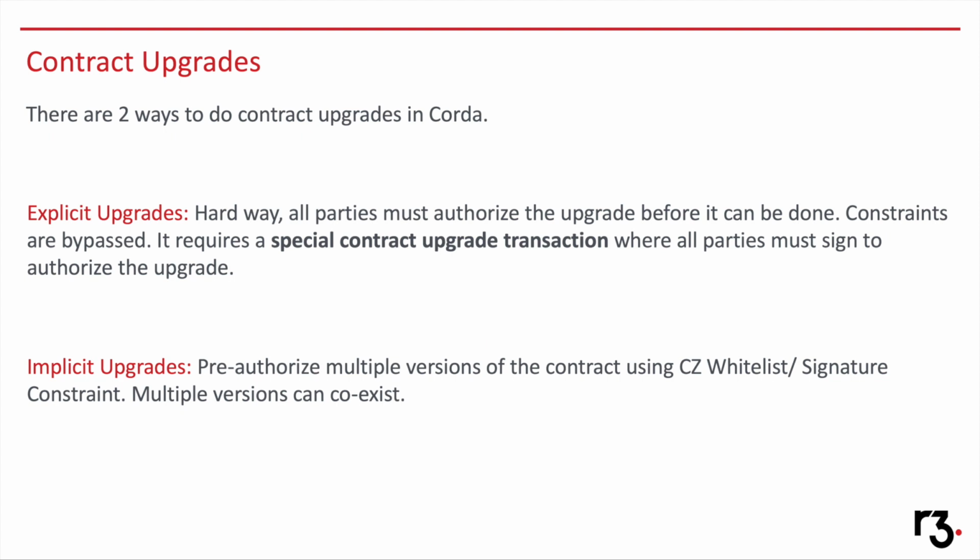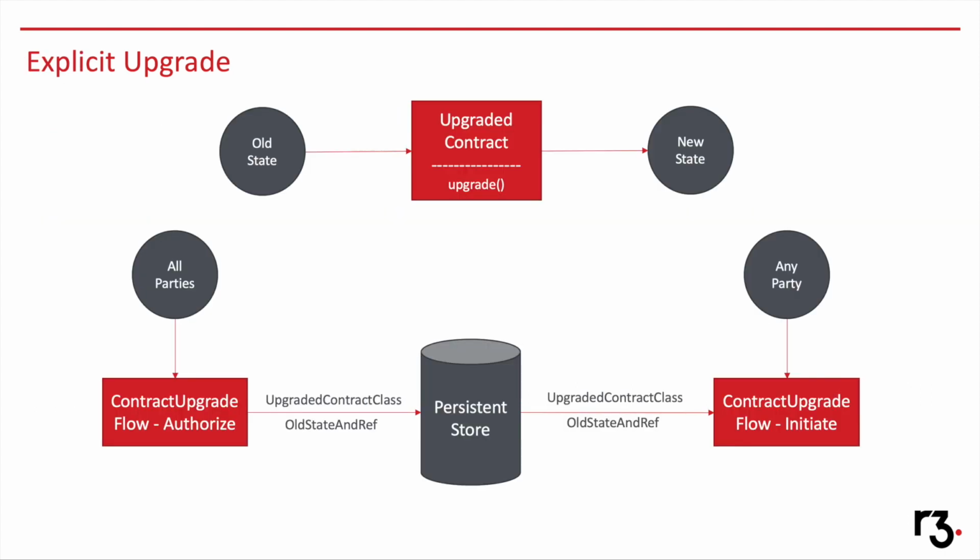I have been talking about explicit and implicit upgrades in this video, so let's look at them in detail. When you want to do an app upgrade in Corda, there are two possible approaches that you could take: explicit and implicit. Explicit is generally the hard way of doing an upgrade. It requires a special type of transaction called the contract upgrade transaction, which is provided by the Corda framework. All parties need to manually initiate the upgrade process by executing the contract upgrade authorize flow. And once all the parties have authorized the upgrade, one of the parties can go ahead and start the upgrade by executing the contract upgrade initiate flow, which would actually perform the upgrade.